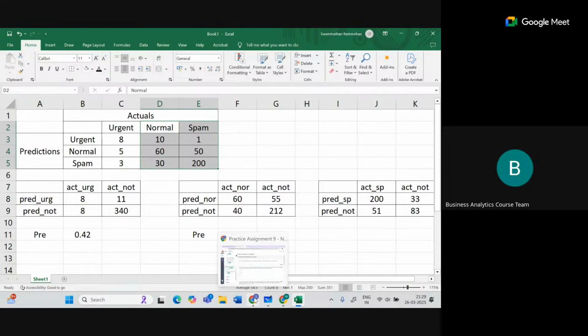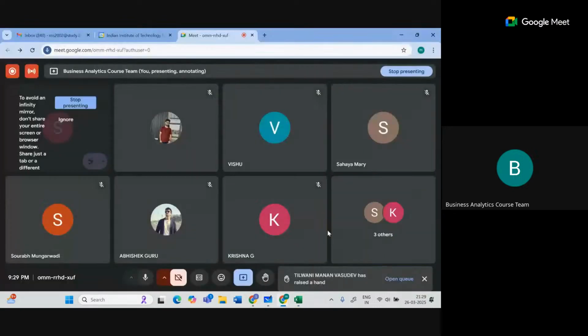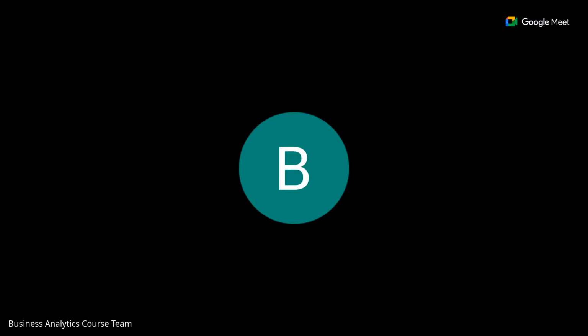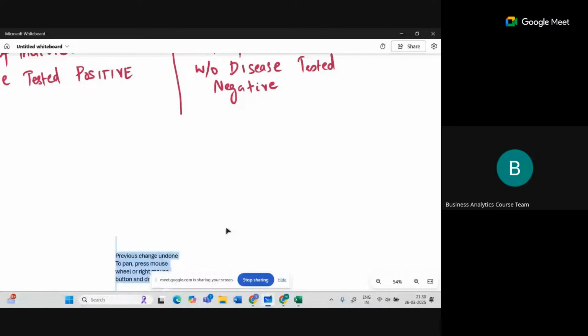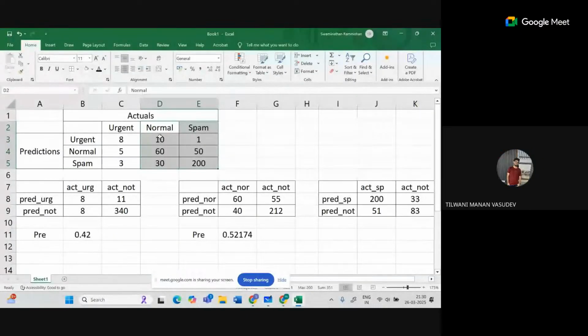Okay, I see some question on chat. Let me see if that is visible. Okay, there are no questions. Before you say, don't ping me on chat because I won't be able to see. I'm sharing the screen. Even if you raise your hand, I won't be able to see.